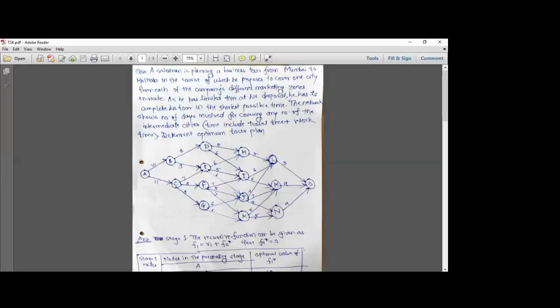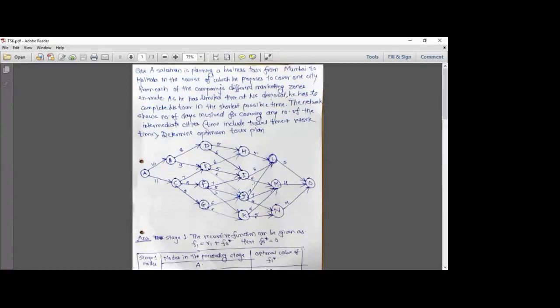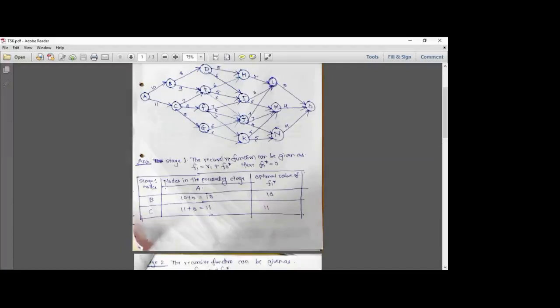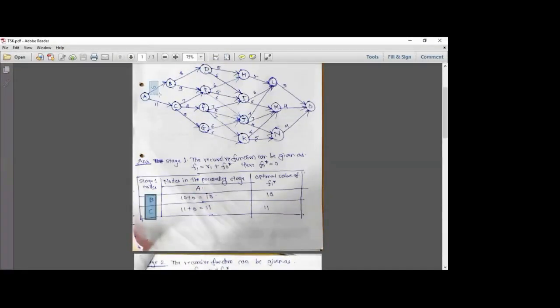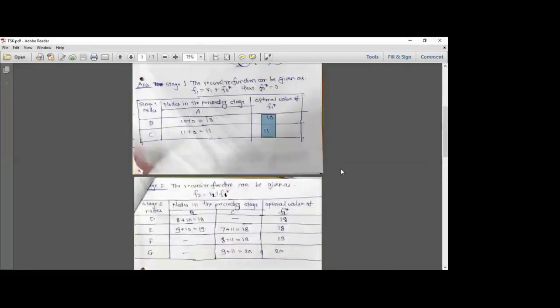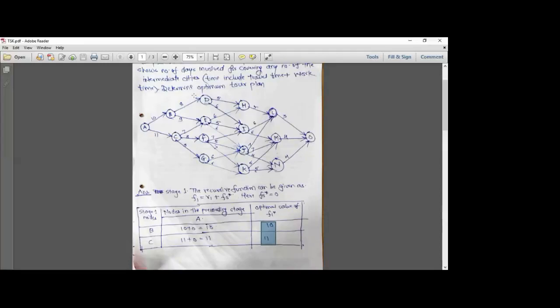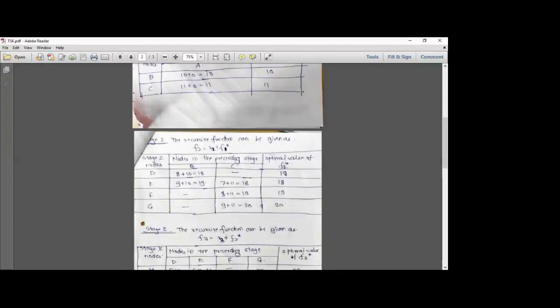So what we have started with in this numerical: stage 1 we have completed. The preceding node was only a single node, that is A, and the stage 1 nodes were B and C. Here you can see it is 10 plus 0 and 11 plus 0, and F1 star we have 10 and 11 respectively, right? Similarly for stage 2, the nodes are D, E, F, G, and the preceding nodes were B and C. Likewise, we have finished the table.